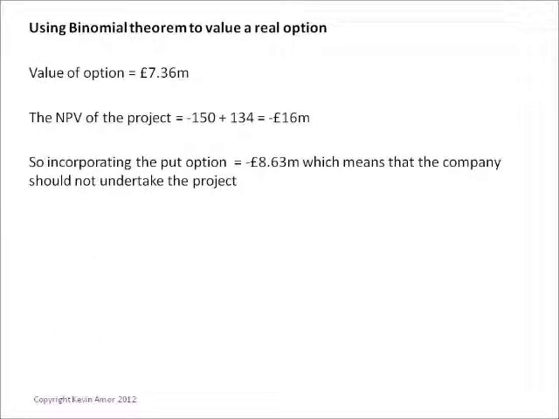The whole project without the option has a future value of 134, an upfront investment of 150, so it has a net present value at the moment of minus 16. If we add in the value of the real option, the whole project now has an NPV of minus 8.6 million. In other words, it still doesn't make sense to do, despite the fact that we have an option.